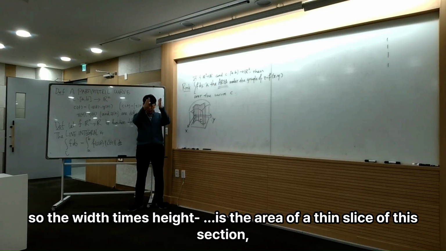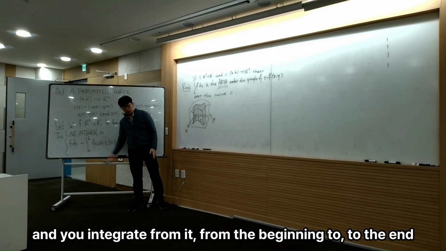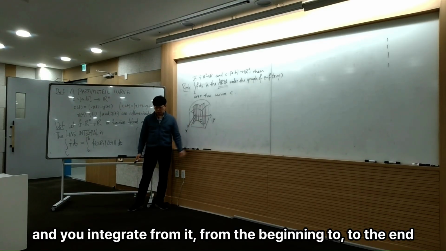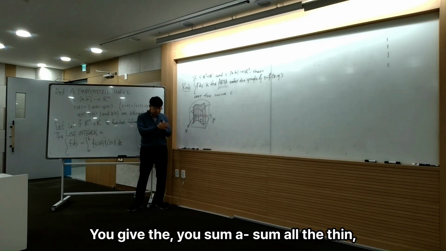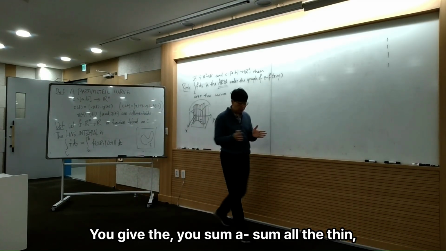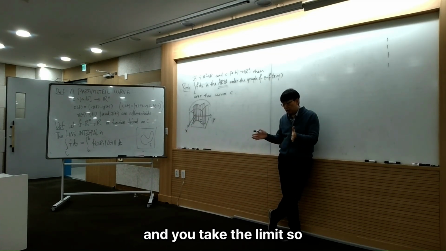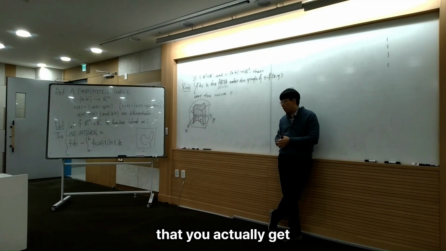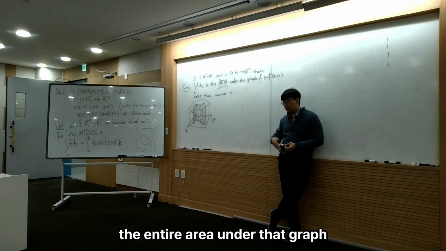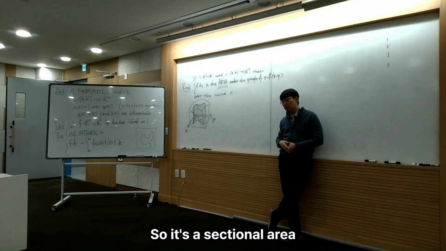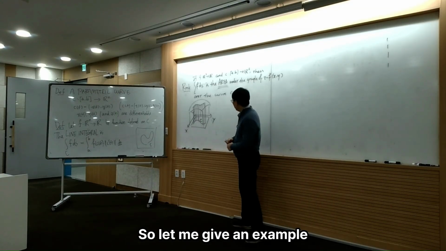So the width times height is the area of a thin slice of this section, and you integrate from the beginning to the end. You sum all the areas of the thin slices under the graph, and you take the limit so that you actually get the entire area under that graph. So it's a sectional area. So let me give an example.